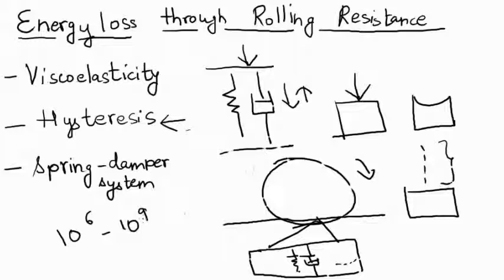And one more thing: all the tires are made of rubber, but we cannot say that the rolling resistance in all the tires is the same. Rolling resistance very much depends on, like I said, viscoelasticity. So how hard the tire material is, or how soft it is, decides the level of rolling resistance.